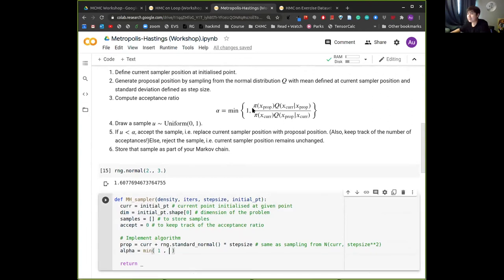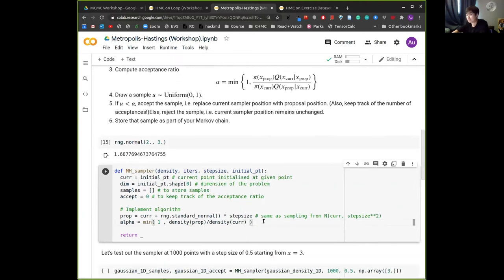And my pi is my density that I want. So I have my density here that I passed in: density of the proposal divided by density of the current point. Okay, so this gives me my acceptance probability.